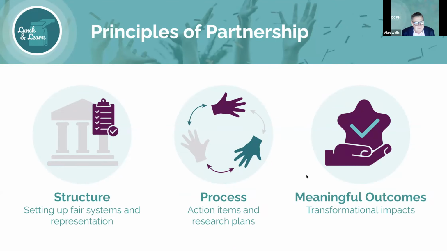Okay, so the principles of partnership, as I mentioned, are organized along structure. We set up fair systems of representation. What does this mean? In the beginning, we talked about the sharing of resources. We talked about how decisions are made and leadership. In process and action and research plans, we talked about a community-based participatory approach to research, wherein the process of designing the research questions not only meets the demands and the impetus of the funders, but also includes the insight of the community members themselves.